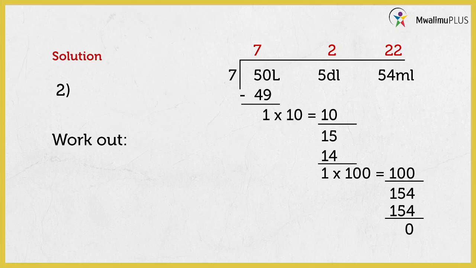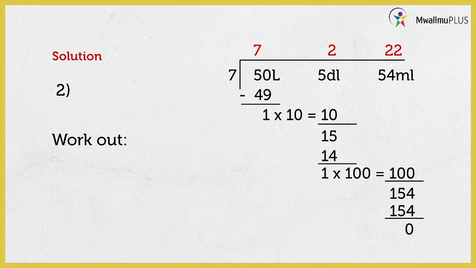So I add 54 ml to 100 ml to give me 154 ml. Then again I divide 154 by 7. What can I get there? Good. I'm going to get 22. So I have 22 on top of 54, on the side of ml. Then I multiply 22 by 7 to give me 154. Look at this. They are of the same kind.